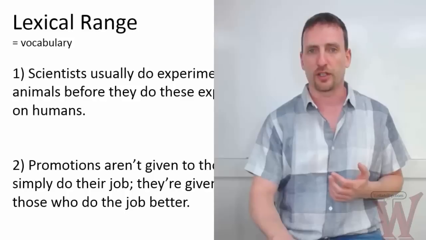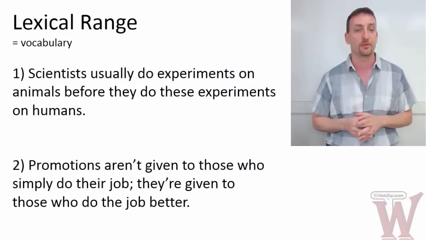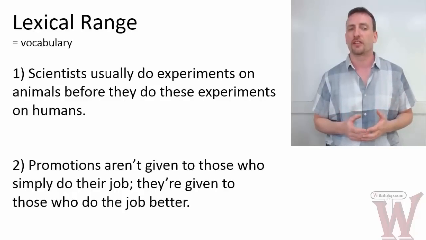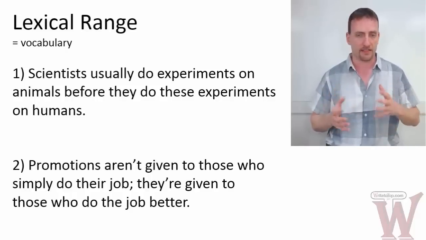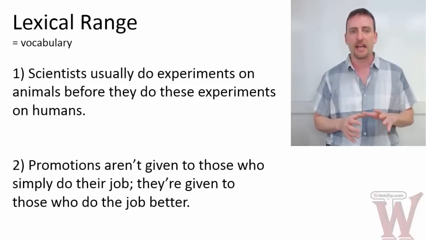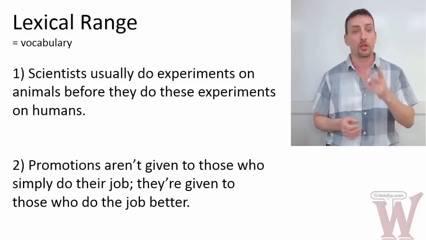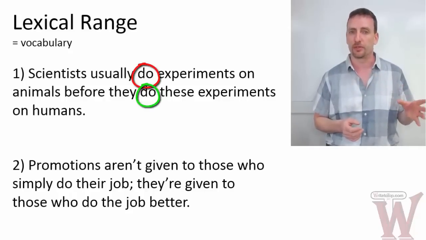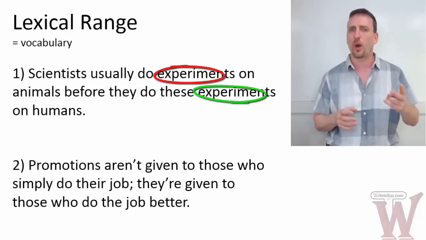Now let's look at an example. You'll get an idea of what I'm talking about when you see these two sentences. Number one. Scientists usually do experiments on animals before they do these experiments on humans. Now, grammatically, the sentence is correct. It makes sense. It's all good. The message is delivered. Is it a good sentence? No. Why? Because you have the verb do twice, and you have the noun experiments as an object to the verb do also twice. So in one sentence, you have two words used twice each.